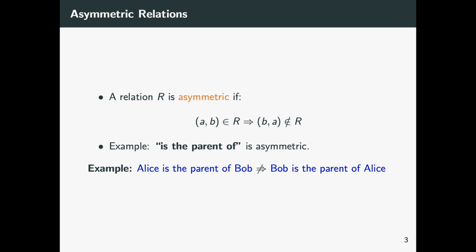For example, the relation "is a parent of" is asymmetric. If Alice is the parent of Bob, then Bob cannot be the parent of Alice. However, it is important to note that not every relation is asymmetric. Some relations are neither symmetric nor asymmetric.